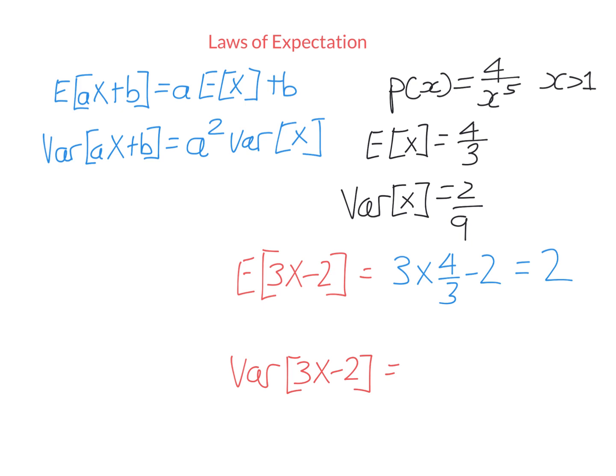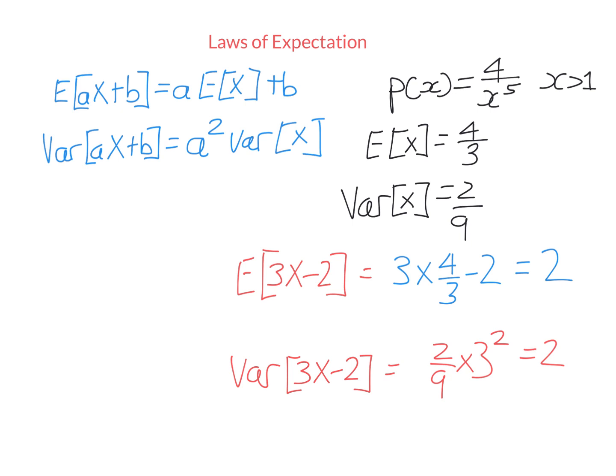which is 9. So if the variance of x is 2/9, for the variance of 3x minus 2, I need to take the variance and times it by 3 squared, but I ignore this -2 here. Adding or subtracting from each score does not change the variance. So it's just 2/9 times 3 squared, and here the variance would also be 2.